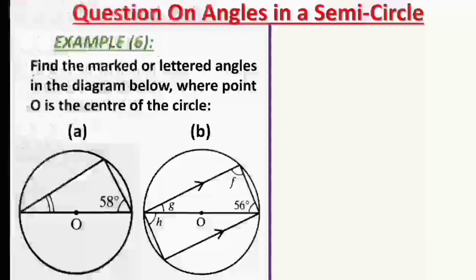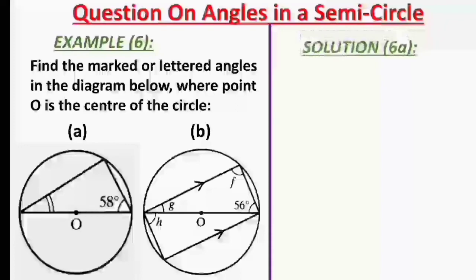Moving on, let's take a question on angles in a semicircle. Example 6. Find the marked or lettered angles in the diagram below, where point O is the center of the circle. Now, can you still remember the theorem involving angles in a semicircle? Let's see if you can still remember. Solution to question 6a.